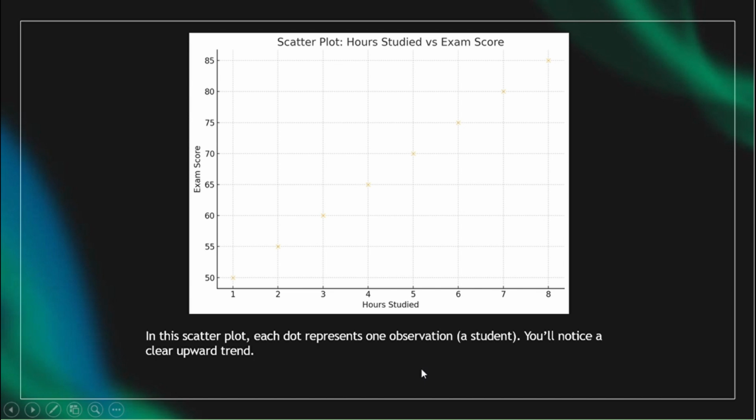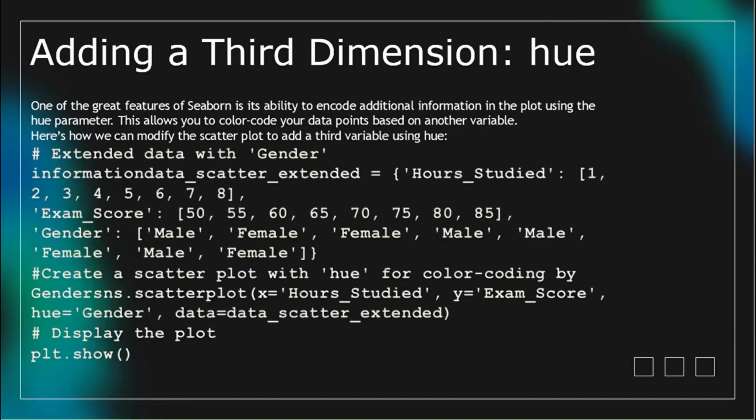Now we will see how to add a third dimension. One of the great features of Seaborn is its ability to encode additional information in the plot using the hue parameter. This allows you to color code your data points based on another variable. Let's say we also have data about the gender of each student and we want to see if there's a difference in study habits and scores between males and females. Here's how we can modify the scatter plot to add a third variable.